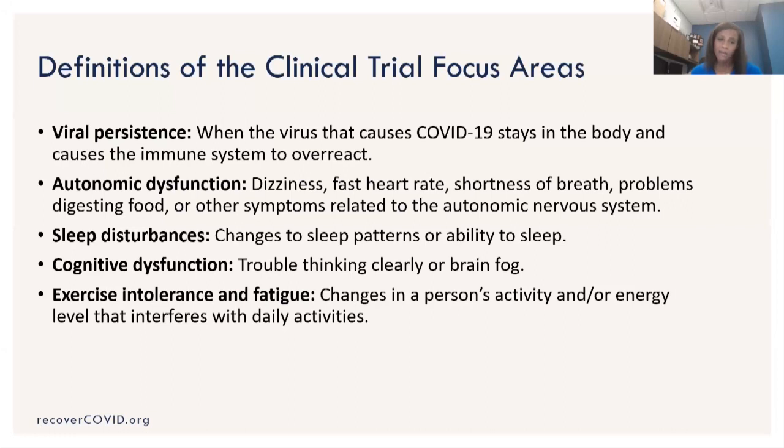When we're talking about autonomic dysfunction, there are lots and lots of symptoms that might be caused by autonomic dysfunction, or an issue of the nervous system. It might manifest as things like dizziness, a fast heart rate, shortness of breath, or problems with your digestive system, where you might have nausea or vomiting, for example, or feeling really full too early, or other symptoms that might be related to the autonomic nervous system.